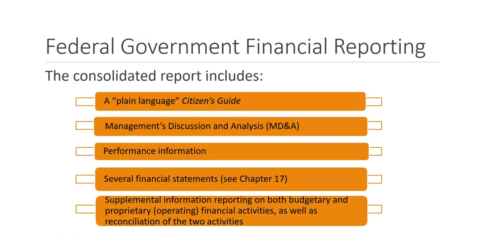The things that the federal government financial report includes are a citizen's guide, which is in plain language. So a description of what is included in the report in a way that the average citizen could understand it. The MD&A, or management discussion and analysis, performance information, financial statements, and then any supplementary information. This information is all publicly available. And when we have the chapter on federal government, we'll look much deeper into this. Chapter 1 is really just an introduction.